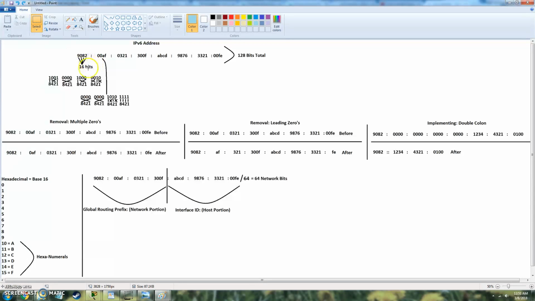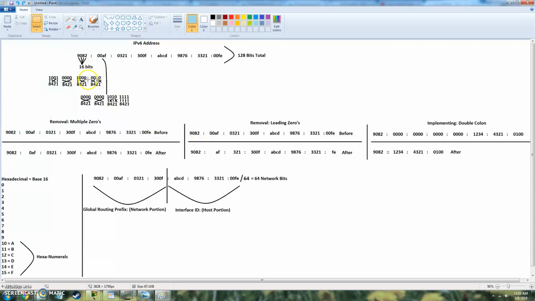Being that there are 8 groups of letters or numbers that create IPv6 addresses, we can multiply each octet by the base value of each group for a combined value of 128 bits. 8 times 16.